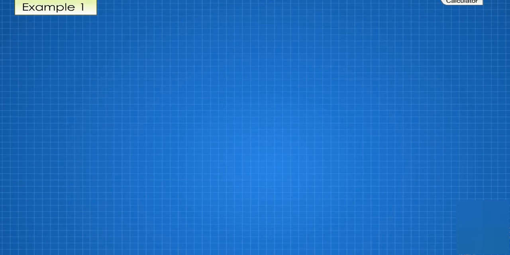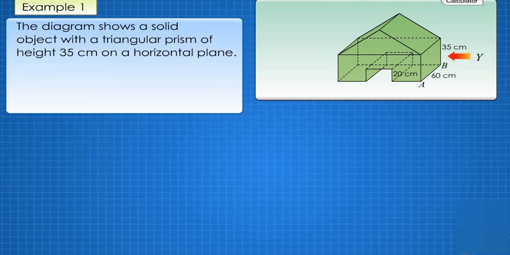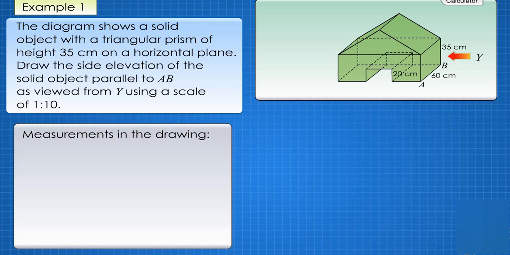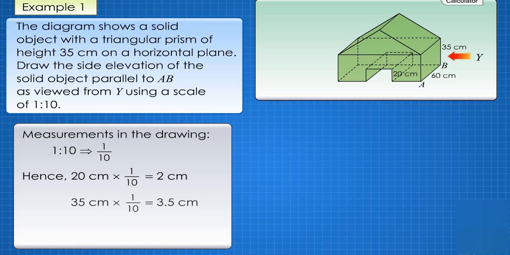Example 1. Given the solid object with a 35 centimeters high triangular prism, draw the side elevation of the object using a scale of 1 to 10. Let's first find the measurements in the drawing that represent the actual measurements on the object. A scale or a ratio of 1 to 10 is equivalent to 1 over 10. Hence, multiply each measurement by 1 over 10 and we get the measurements for our side elevation.